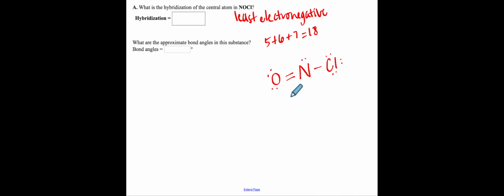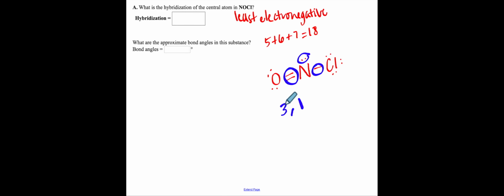And so then what we have to do is we have to look at the center atom and see how many electron dense areas there are around it. So we have 1, 2, 3 electron dense areas, and we have 1 lone pair. Now sometimes we will need to use the lone pair if we're needing to determine the geometry, but right now all we need to know is the hybridization and the bond angle.